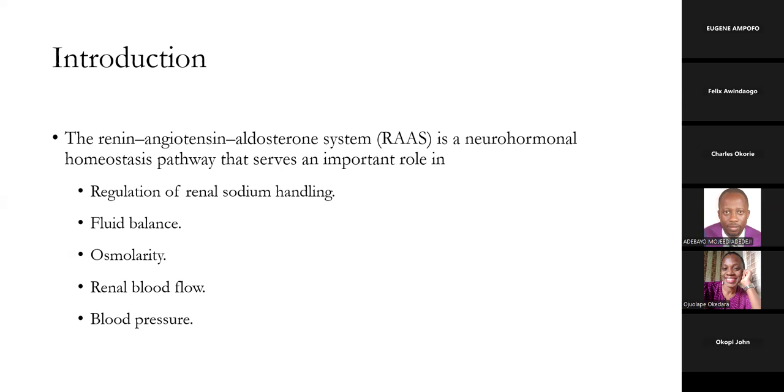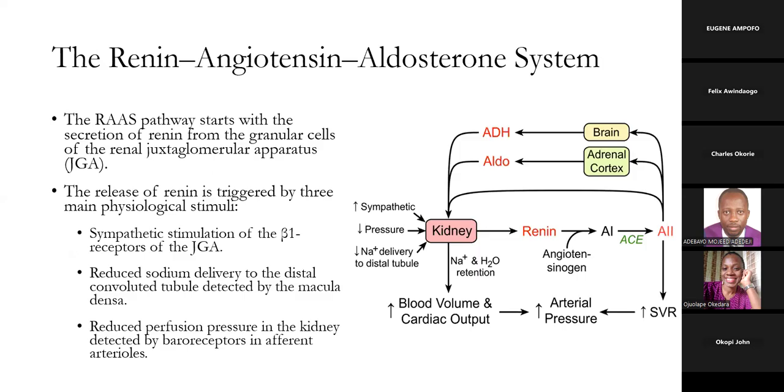Aldosterone is part of the renin-angiotensin-aldosterone system. And for us to understand the function of the mineralocorticoid receptor antagonist, we need to understand this pathway. And I'm sure we've gone through it severally, the pathophysiology of heart failure and the others. But if we understand the role of aldosterone and when there is overactivation, then we can understand the pharmacology of the MRAs. Generally, the RAS is involved in regulation of renal handling, fluid balance, osmolality, renal blood flow and blood pressure. So basically, that is the function.